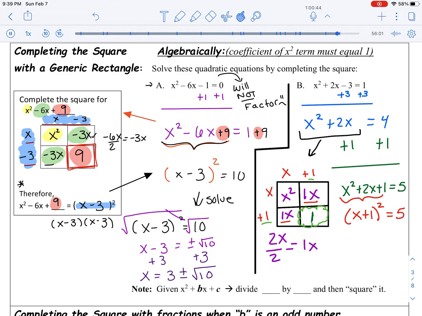Now I need to solve for x. Take the square root of the left and the square root of the right. X plus 1 equals positive or negative square root of 5. Then I can get the x by itself by subtracting 1 from the left and the right. X equals negative 1 plus or minus the square root of 5.